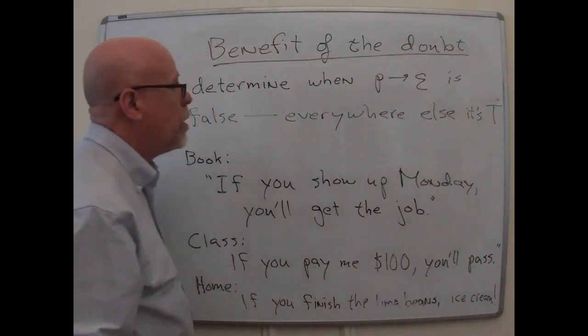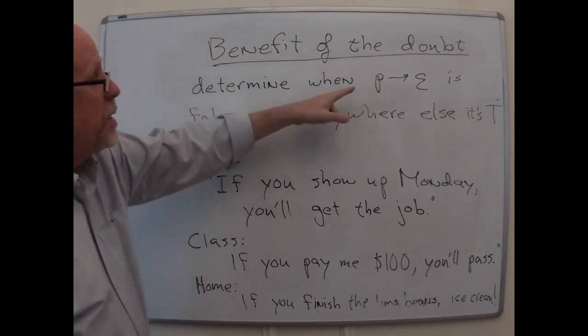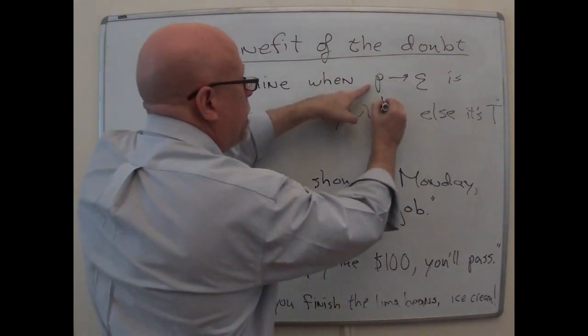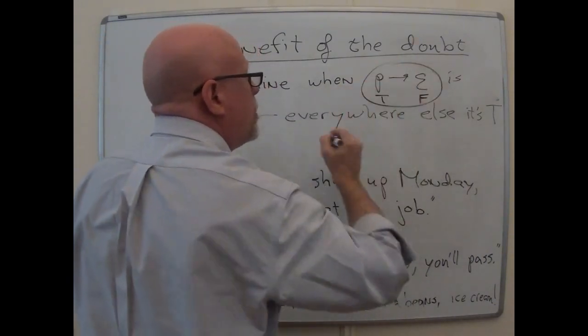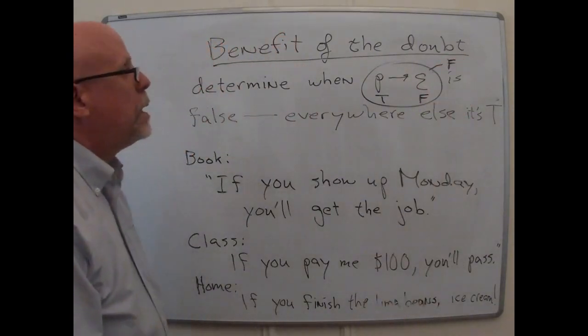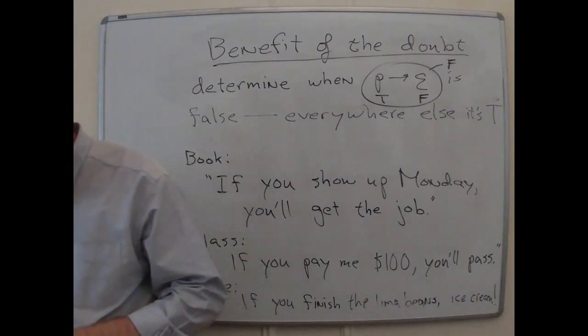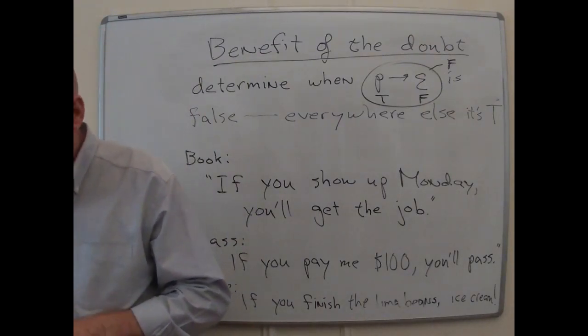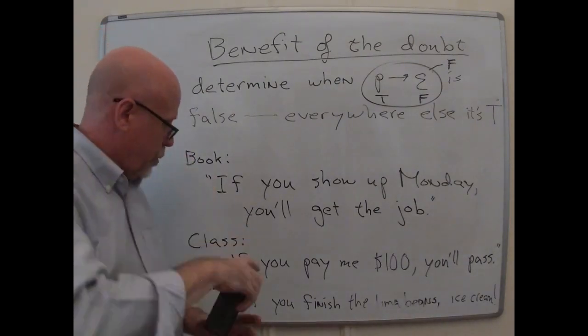You only call an if-then false in what situation? P is true and Q is false. In that scenario, P implies Q, the whole thing is false. And everywhere else, it's true. Let's write up a truth table for this conditional connector.